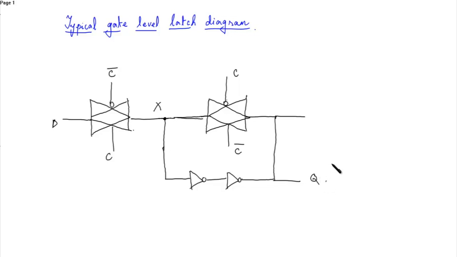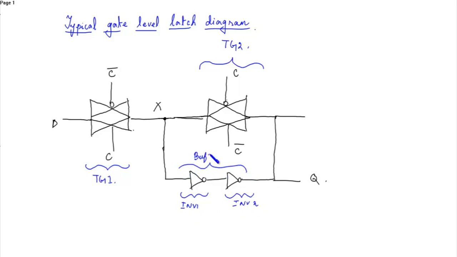Earlier we had drawn a rough schematic diagram. This is the gate level diagram of a CMOS latch, where this is transmission gate 1, this is transmission gate 2, this is inverter 1 and this is inverter 2. This whole acts as a buffer. So whatever we apply here, we'll get the output over here.